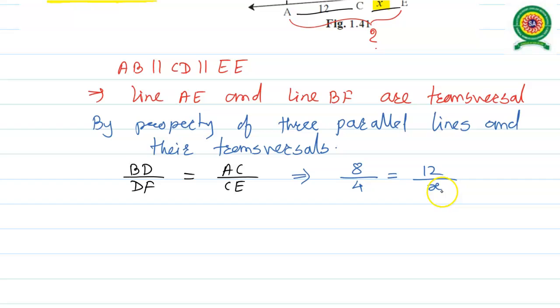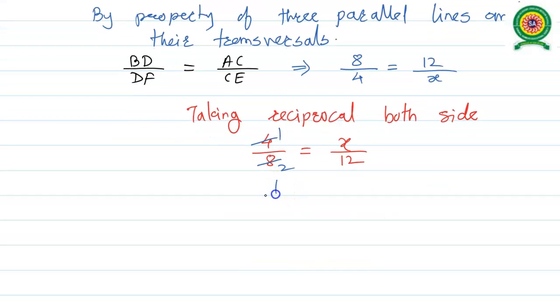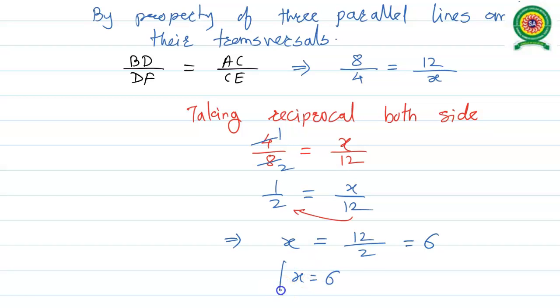Since we are finding x and x is located in the denominator, we take the reciprocal on both sides. How to take the reciprocal? Interchange the numerator and denominator of the given rational. On both sides, we have 8 by 4 whose reciprocal becomes 4 by 8, and 12 by x whose reciprocal becomes x by 12. Now 4 ones are 4, 4 twos are 8. So we get half equals x divided by 12. That implies the value of x: shift the 12 from RHS to LHS, so we get 12 ones are 12 divided by 2 as 6. So x equals 6.